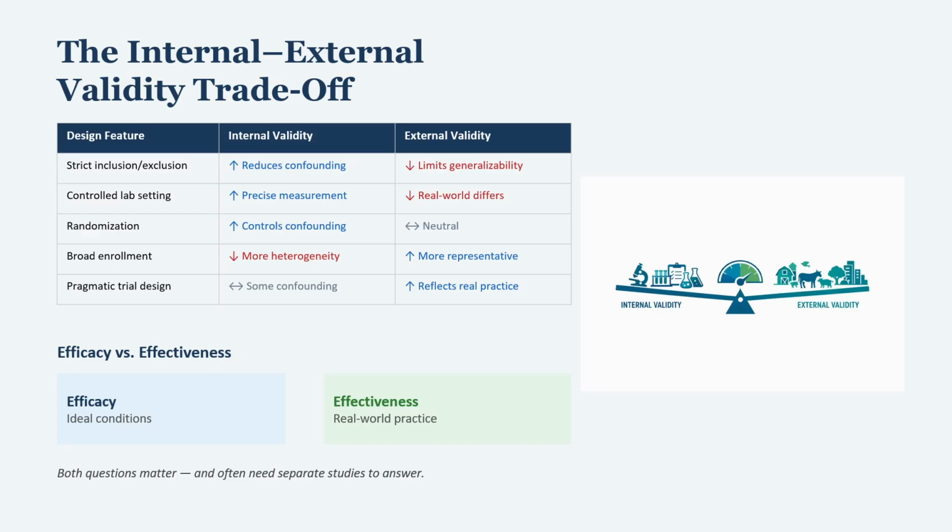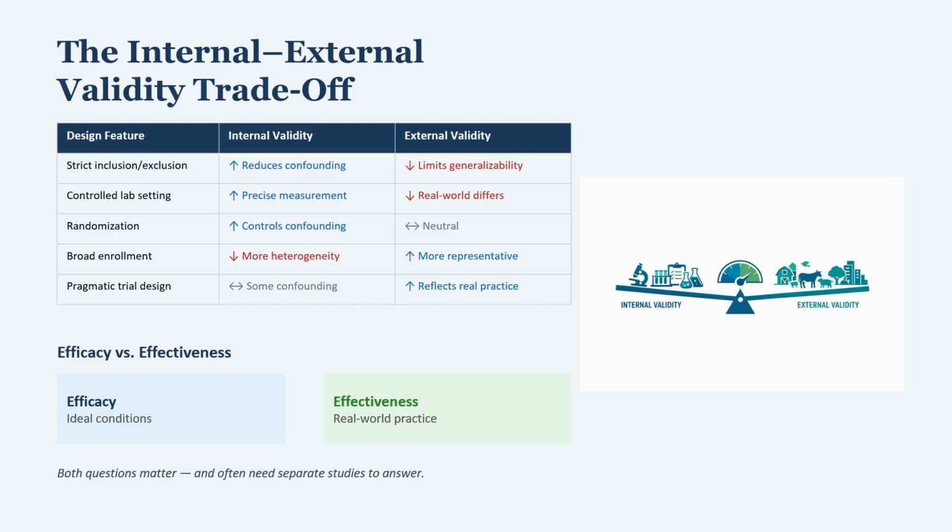One of the most important and most underappreciated concepts in research design is that internal and external validity frequently trade off against each other. Design choices that strengthen one often weaken the other. Strict inclusion and exclusion criteria improve internal validity by reducing confounding and heterogeneity. You're studying a more uniform population where the exposure-outcome relationship is cleaner. But that same strictness reduces external validity. The carefully selected study population is increasingly unlike the real-world patients you're treating.